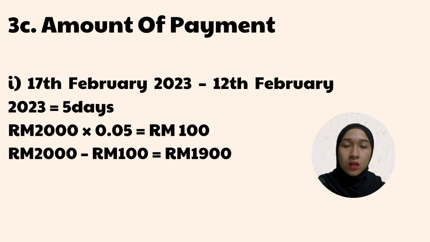Bookworm Enterprise received an invoice for machinery dated 12 February 2023 from supplier A, with terms 5/15, n/30, if the invoice is paid on 17 February 2023. The formula is 17th February 2023 minus 12th February 2023 equals 5 days. 2000 times 0.05 equals 100. 2000 minus 100 equals 1900. So supplier A needs to receive payment from our company of 1900.